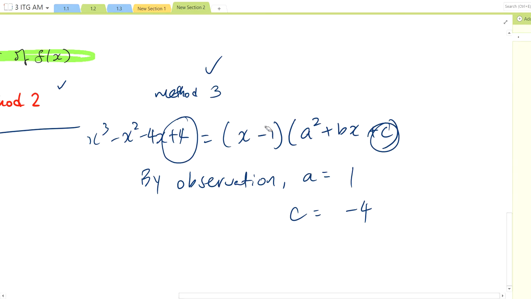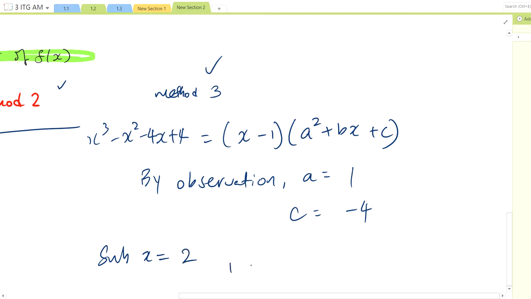Then to find out the value of b, what's a good way to do that? You can sub in again, right? Sub x equals to what? What do you want to sub in? 1? Wait, can we sub x equals to 1? Yes, but that will be 0. Then you don't have your b anymore. So what other values would you like? 2. Okay, yeah, 2 is a good idea.